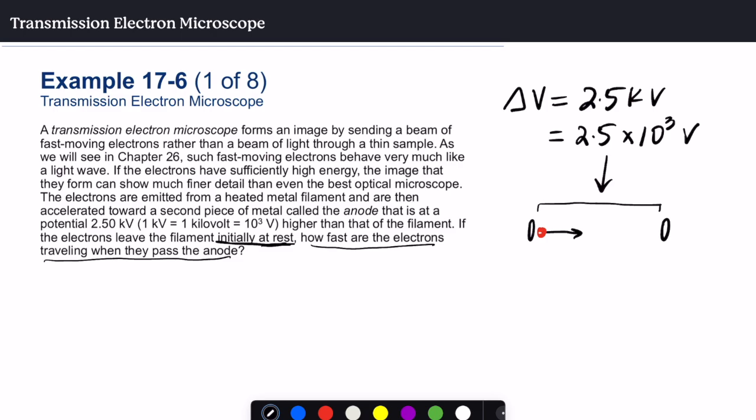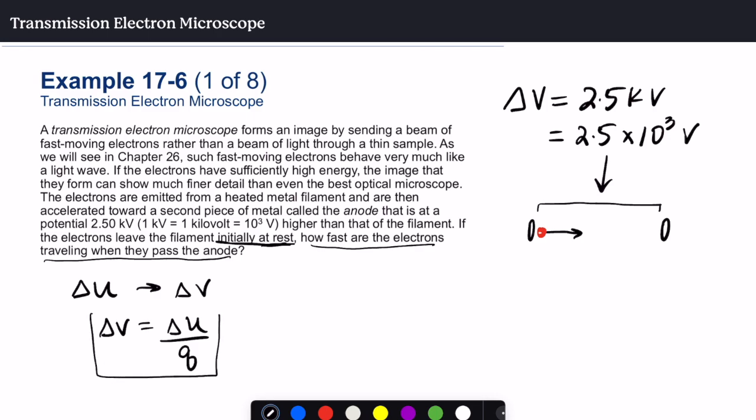So we're going to be doing that again, but now instead of expressing delta U, we are going to be using delta V. How do we go from delta U to delta V? Well, we know that delta V is delta U over Q. So we're going to be using this relationship. But how does delta U relate to the speed of a particle accelerating in an electric field?